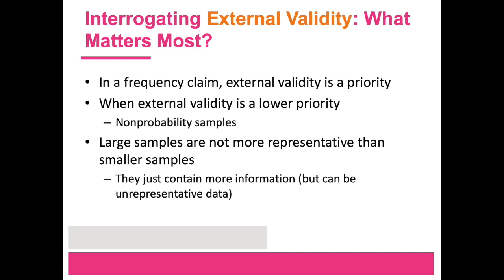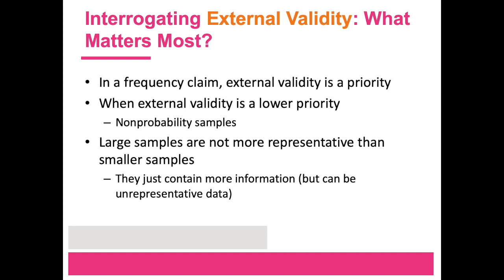So when it comes to external validity, what matters most? So in a frequency claim, so 12% of people are current smokers, external validity is a priority. We want that number to represent the population. So in some cases, when you're using non-probability samples, external validity is a lower priority. Those samples can be used when you're looking at things like relationships between variables. Or sometimes in some samples, an experiment works just fine, even if it's a non-probability sample.